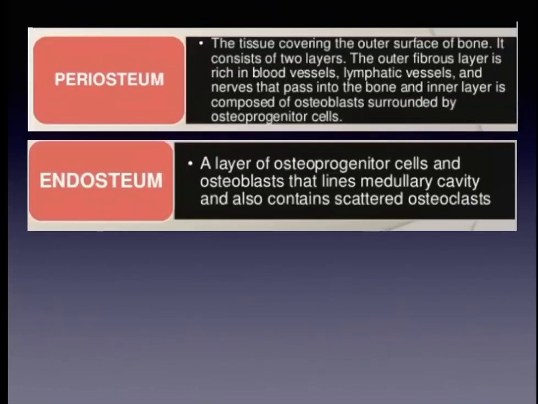Periosteum is the tissue covering the outer surface of the bone. It consists of two layers. The outer fibrous layer is rich in blood vessels, lymphatics, and nerves, whereas the inner layer is composed of osteoblasts surrounded by osteoprogenitor cells. Then we have the endosteum, which is a layer of osteoprogenitor cells and osteoblasts which lines the medullary cavity. So endosteum also contains osteoclasts.